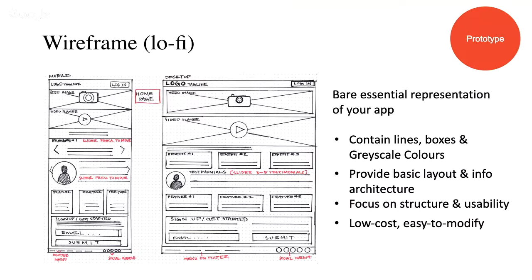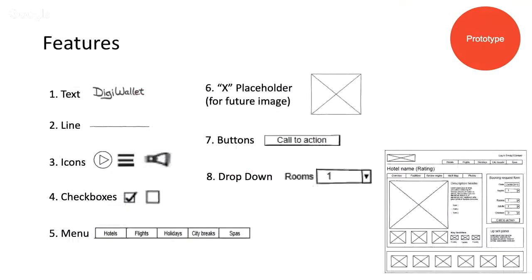So at this stage, you really don't have things like fonts and typography, because we don't want to distract them. Our primary focus here is to provide the basic layout and information architecture for your app. Some of the features you want to use to make sure your wireframes stay in context will be things such as text, lines, icons, checkboxes, menus, placeholders, buttons, and dropdowns, right? You notice that the placeholder doesn't contain any actual images, so that it doesn't distract you from focusing on the structure of the wireframe.